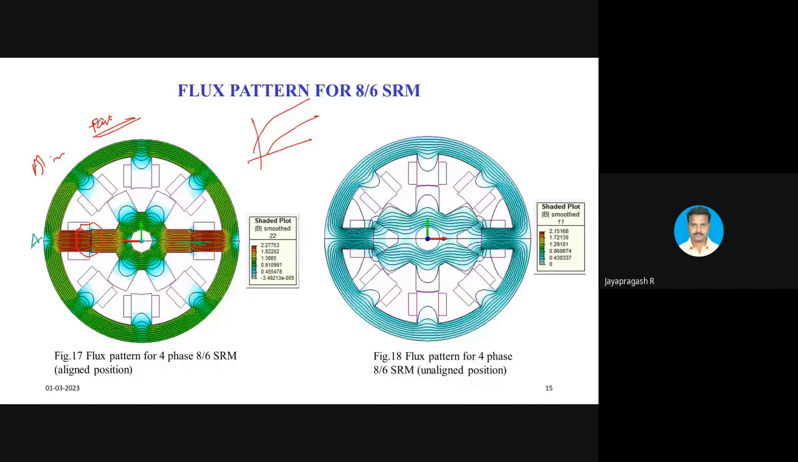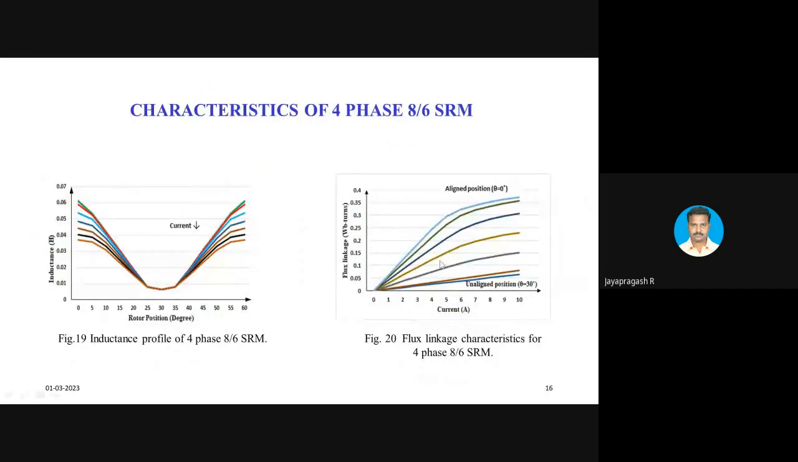So this is the flux pattern of the machine at the unaligned position. At the unaligned position, there is no saturation because the complete flux is divided. In the yoke also it is divided. In the rotor pole core also it is divided into two components because it is an unaligned position. Half of the flux will be completing its path like this. The remaining half of the flux will be completing its path through another portion of the rotor core. So the pole will not get saturated actually.